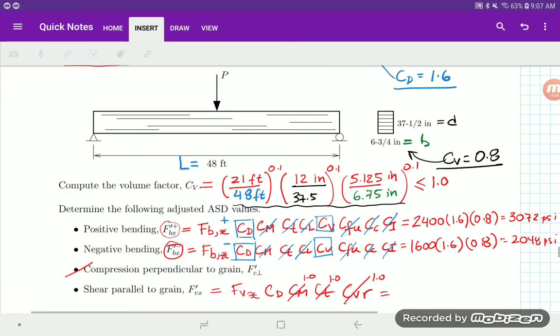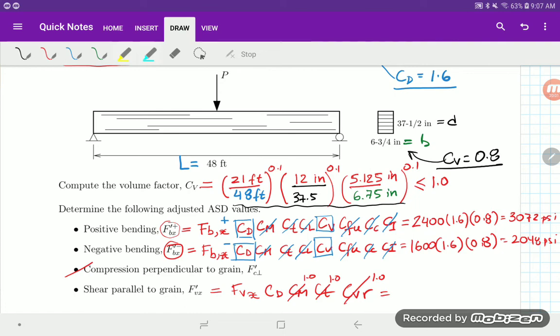Okay, back here, 215 psi for reference value in shear, and times 1.6, which is our duration factor, and I get 344 psi as our adjusted shear parallel to grain value.